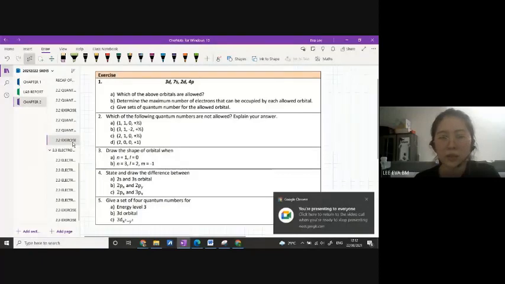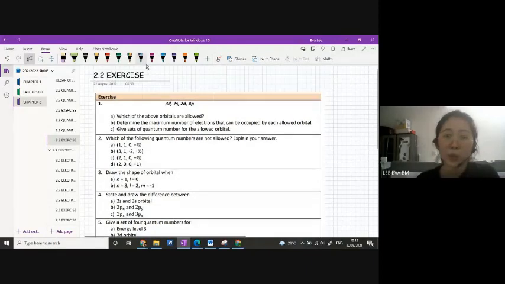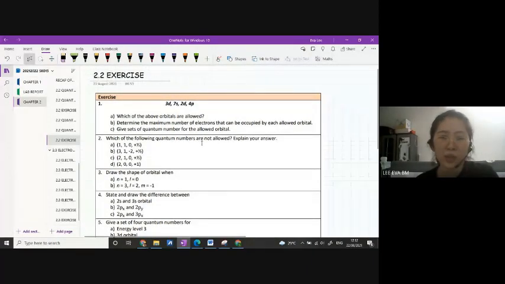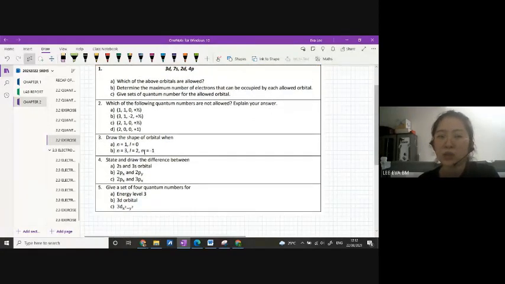Okay. So now here is some exercises for you to practice back what we have learned just now. Which orbital is allowed, which is not allowed, explain your answer. Normally explanations over here for question number 2, explain your answer. You only need to list out what is possible. So question 1, 2, 3, 4, 5.